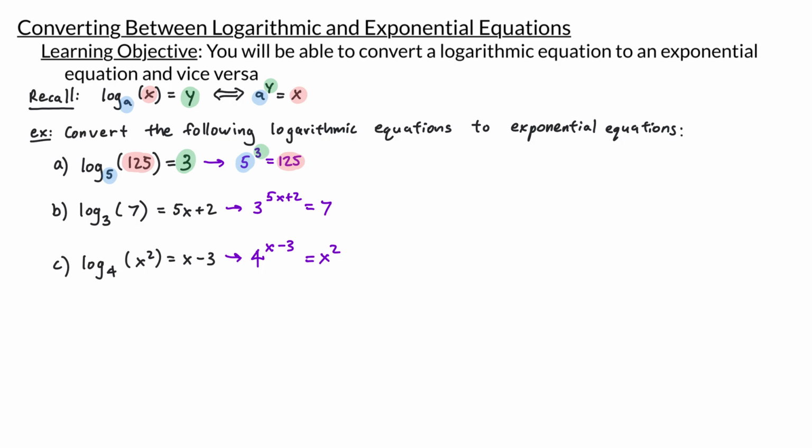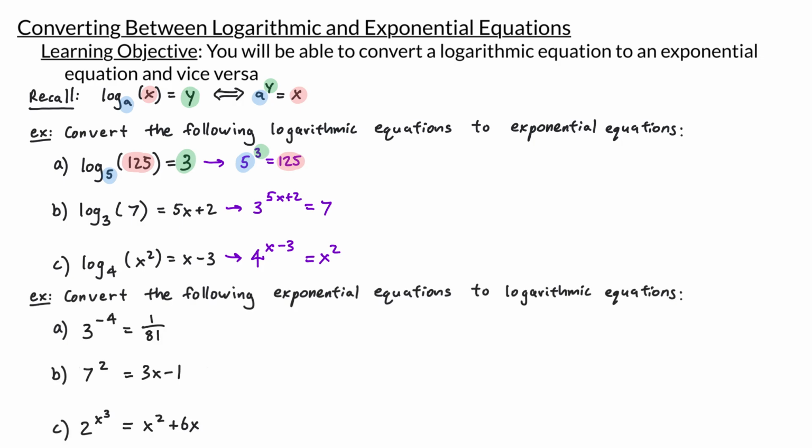Now let's go the other way. In example A, we have 3 to the power of negative 4 is equal to 1 over 81. Again, we'll just be plugging things in the correct places. The base of our exponential becomes the base of the logarithm. The power of the exponential becomes the answer to the logarithm. And then the result of the exponential is the thing that we're taking the logarithm of.